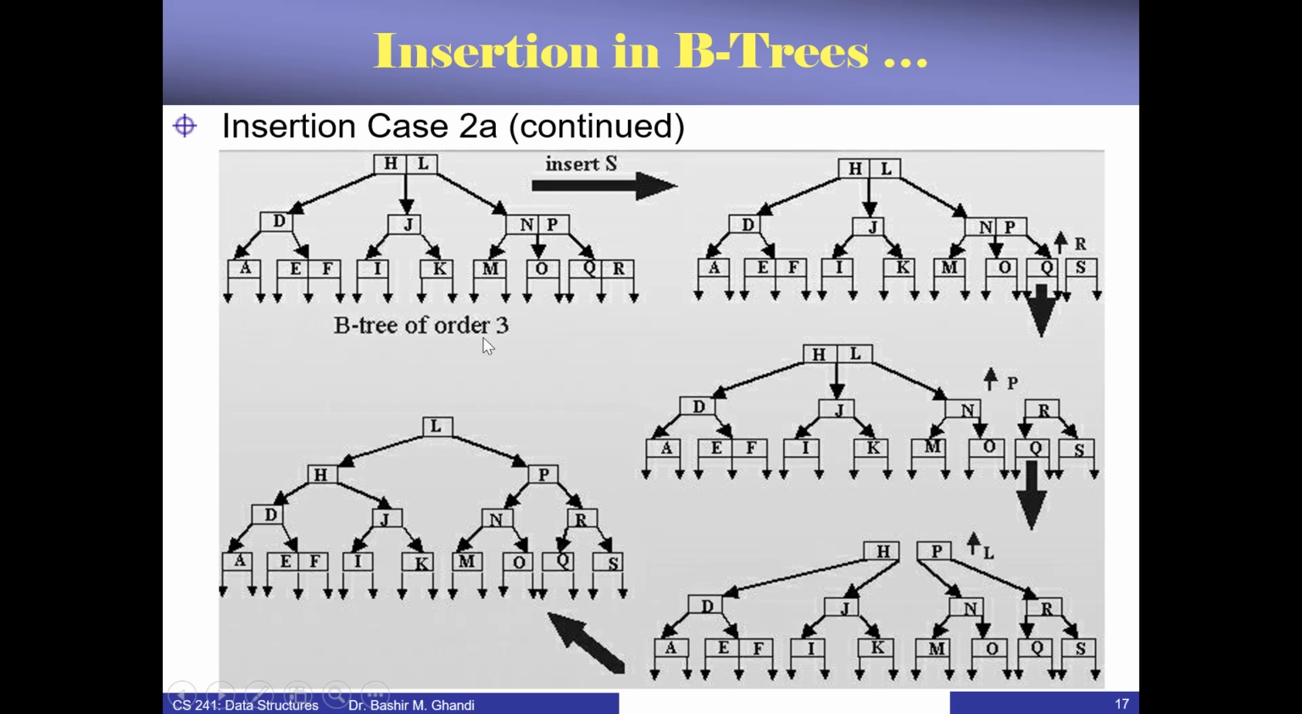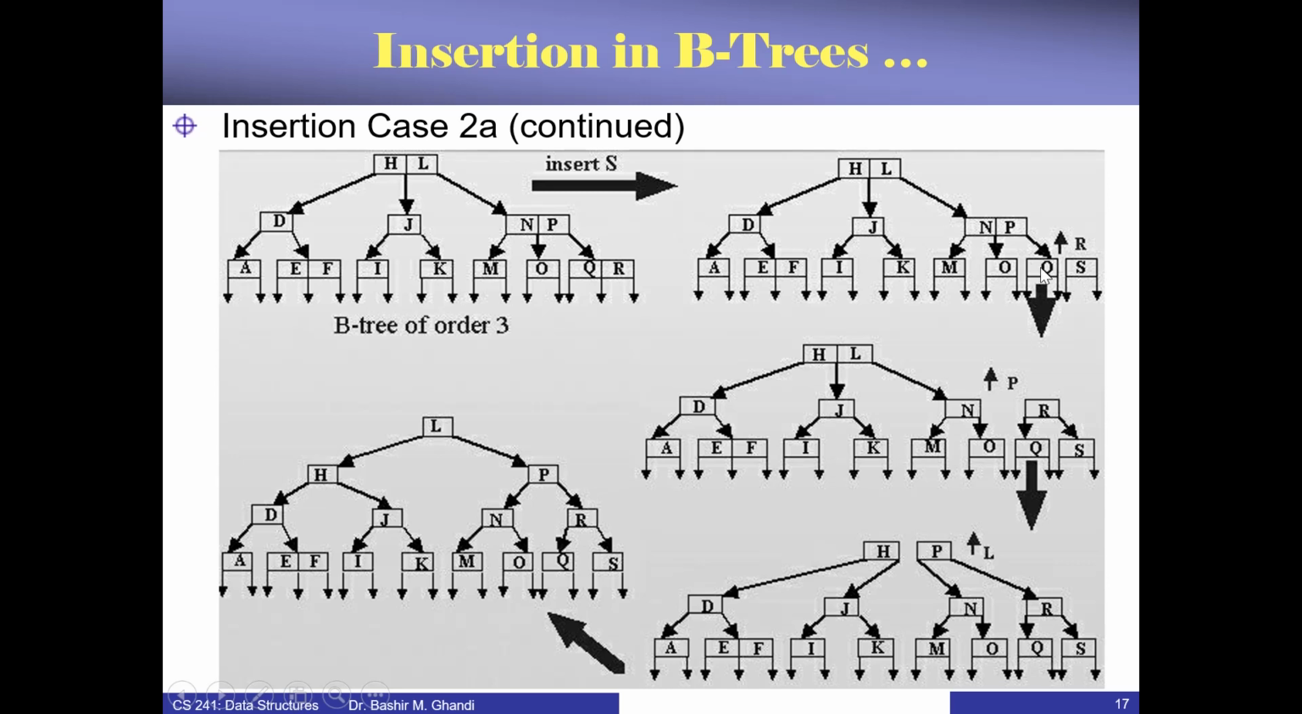So let us say we want to insert S in this tree. Now S, if you know your A, B, C, D, E, F, G, H, I, J, K, L, M, N, O, P, Q, R, S. So you can see S is after P, Q, R. Actually, S is going to be here, after the R. Now, unfortunately, the leaf node here is already full. So you have to split it, and we'll have one node on the left, one node on the right, and the middle R will try to go up.